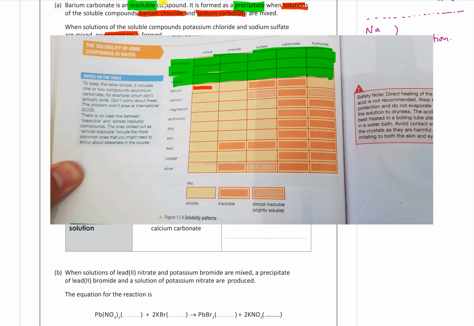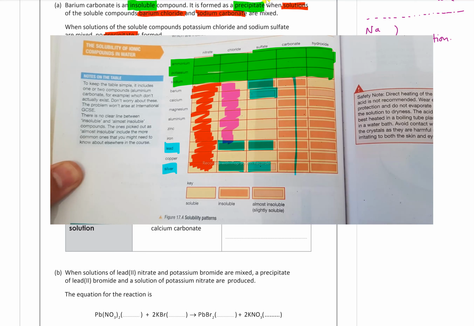All nitrates are soluble. All chlorides are soluble except lead and silver. Same thing with sulfates, lead and silver, and then you add barium and calcium. And then carbonates and hydroxides except barium. This is a tough one to do.